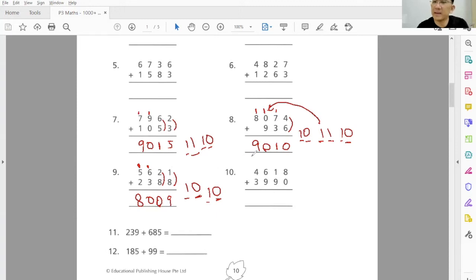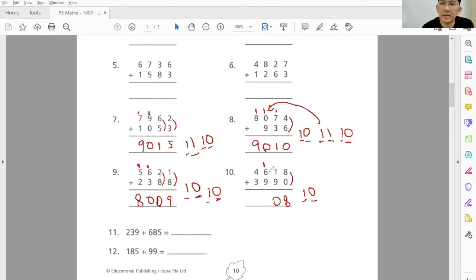8,009. Number 10. 8 plus 0, 8. 1 plus 9, 10. 2 digits. So what happened to the back digit? The back digit goes to the bottom. And the front digit goes to the top of the next group. Of the next group, remember.